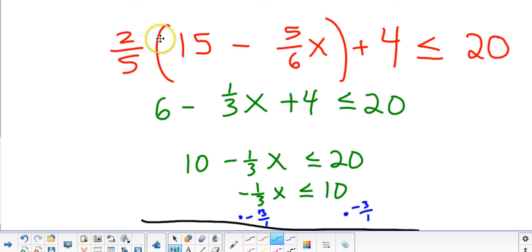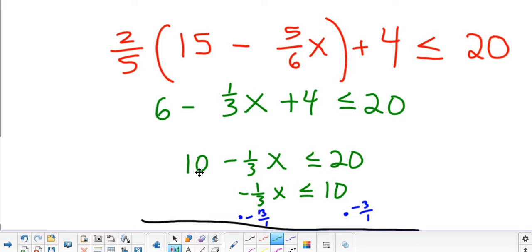Okay, so first step, I've distributed the 2/5 into both of these terms here. 2/5 times 15, 6, and then minus, give me 5's cancel, gives me 2/6, which is 1/3 x, and the plus 4. And then the next step here, I've combined my like terms. I've simplified. The 6 plus 4 is 10.